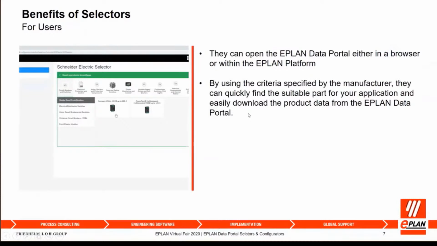And the benefit for our users when there is the availability of a selector, again, is that they can open the ePlan data portal either in the browser or within the ePlan platform, and then they're able to use the criteria specified by the manufacturer. As you see here, this is in the format that Schneider Electric would normally offer their information on their website. Now our users, the ePlan user, can easily see that within our platform as well. So that's one of the great benefits of the selector.